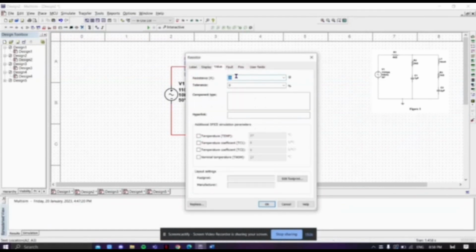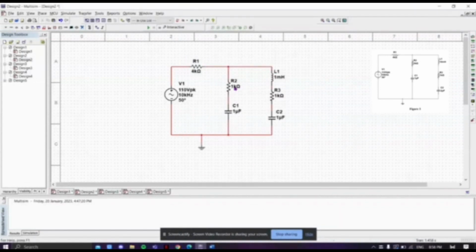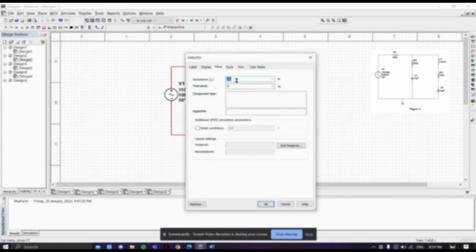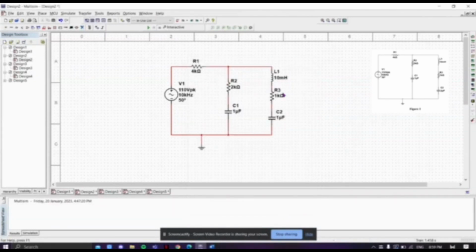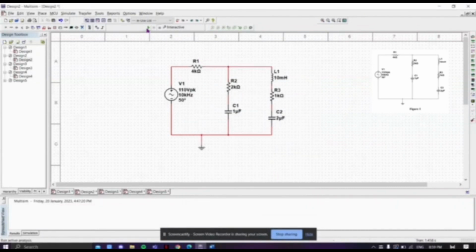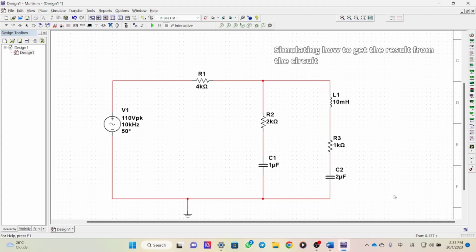This is 4K. This is 2K. This and 1K and this 2. Okay, guys, now we can run the simulations.